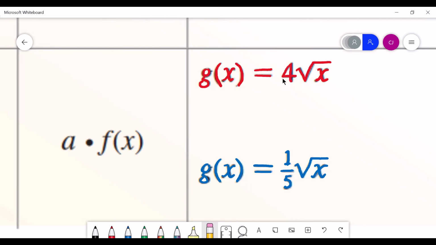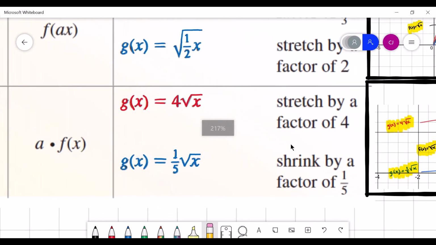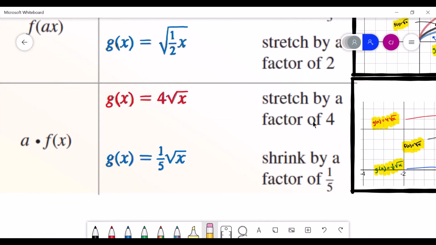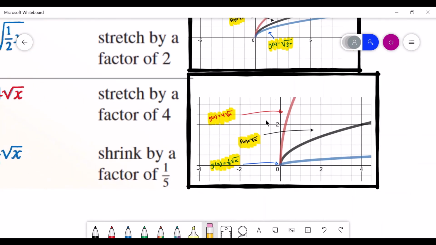So since this is a 4, using the same rule we used previously, 4 is greater than 1. So we're going to have a vertical stretch. And in the second example, it's 1 over 5. Since 1 over 5 is between 0 and 1, we're going to have a vertical shrink. So again, stretch by a factor of 4, and then we have a shrink by a factor of 1 over 5. And in this case, our reference is the x-axis. So let's look at our example here, our graph.